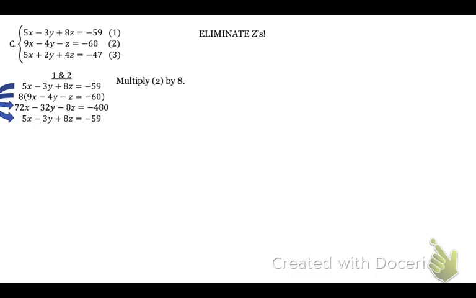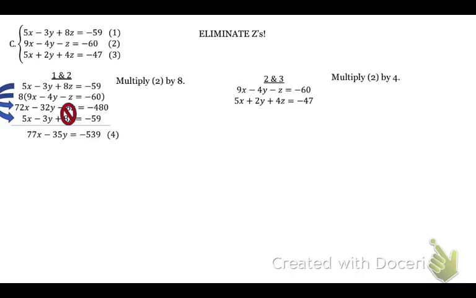Move that other equation down. 5x minus 3y plus 8z equals negative 59. Those 8z's cancel. You get 77x minus 35y equals negative 539. We're going to call that equation 4. Then let's look at equations 2 and 3. I'm going to multiply equation 2 by 4. So that's going to be 36x minus 16y minus 4z equals negative 240.